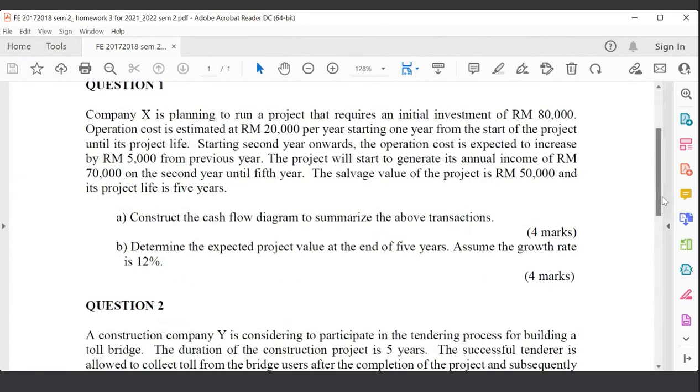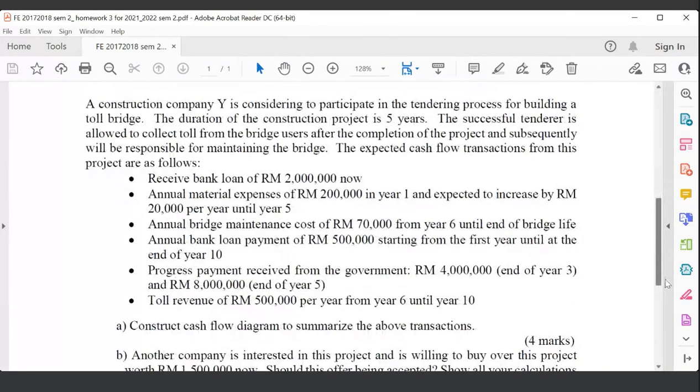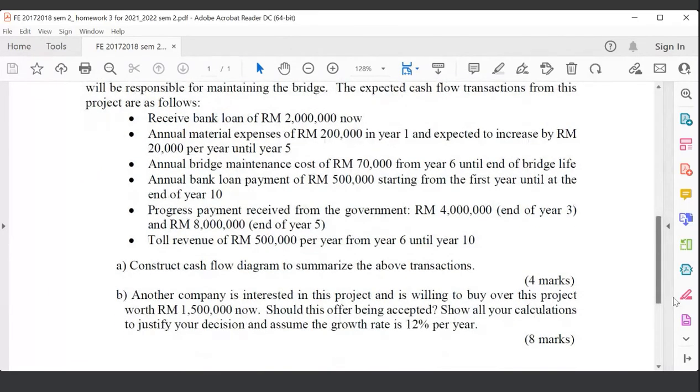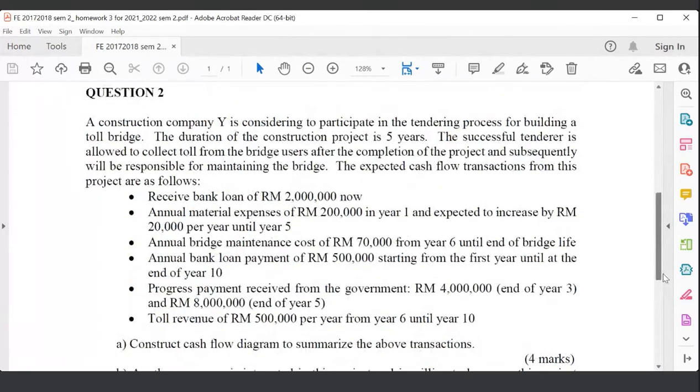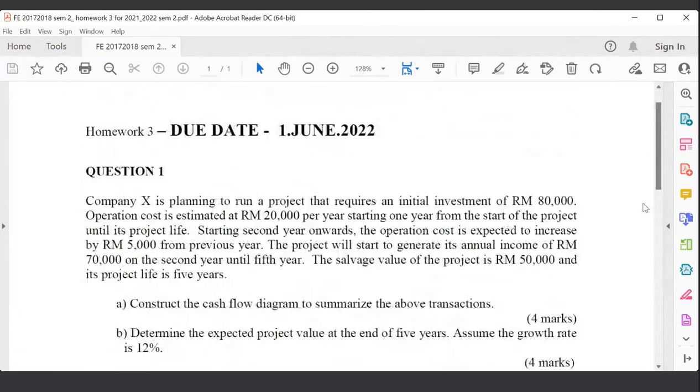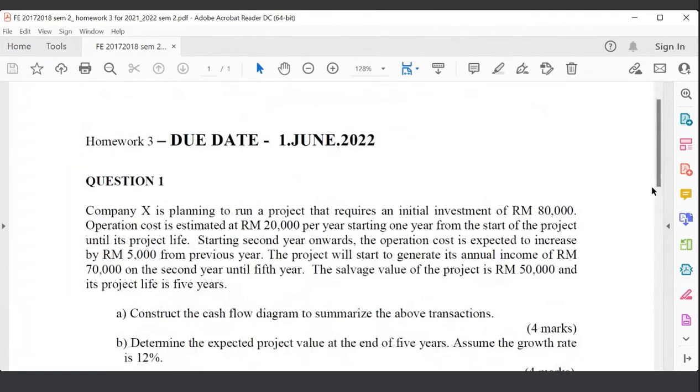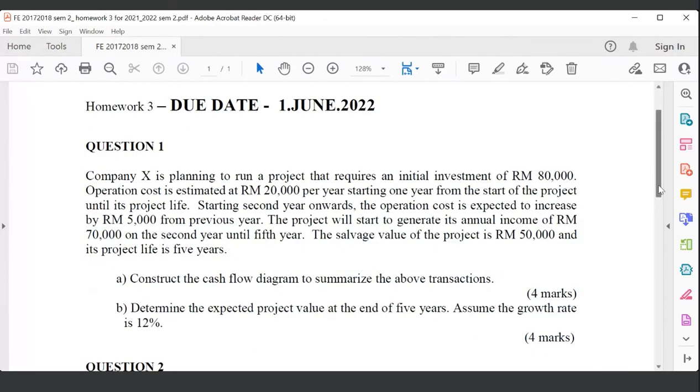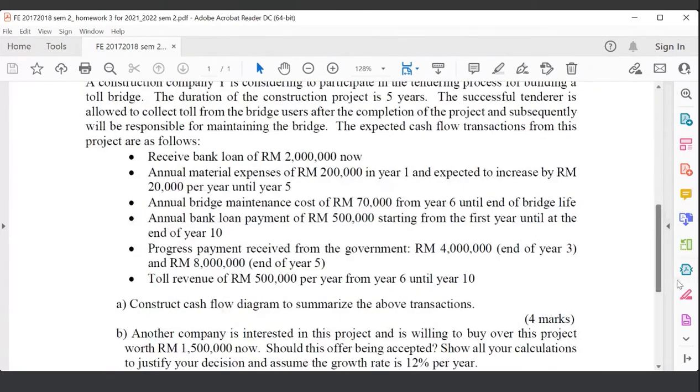Alright, so the first question is this one. The second question requires the capitalized situation. You need to draw the cash flow diagram first and then solve the problem. That is the reason I asked you to submit by 1st June, because with what we have covered so far, you will be able to answer question one and question two. Question two has a little bit of a capitalized situation.